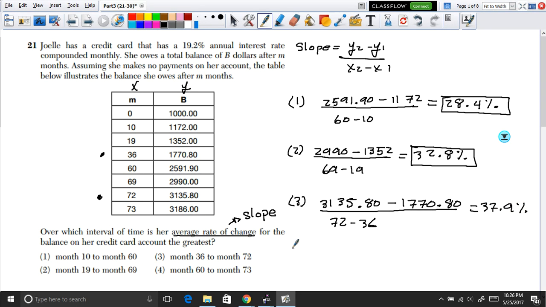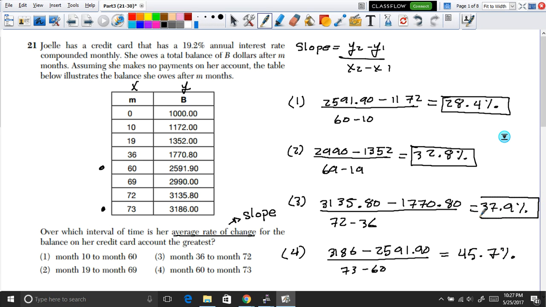37.9. And lastly, if you look at option 4 here, we are going to see that option 4 talks about different points, which are from 60 to 73. 73 is right here, 60 is right here. So we're going to get 3186 minus 2591.90 divided by 73 minus 60. If you do this in the calculator, you're going to obtain 45.7.